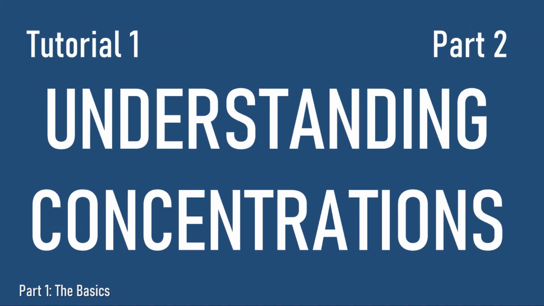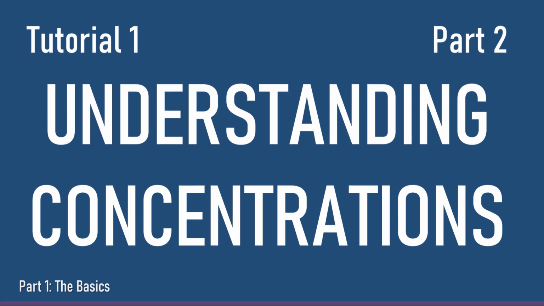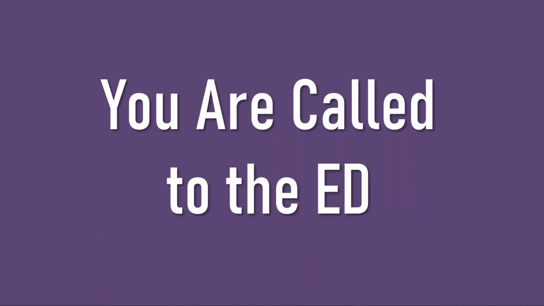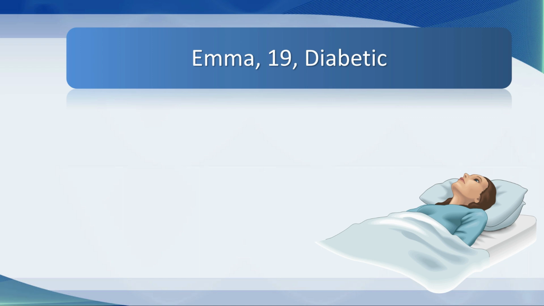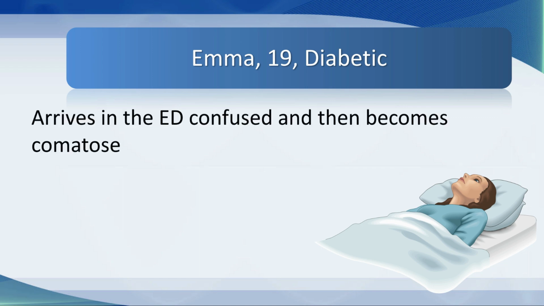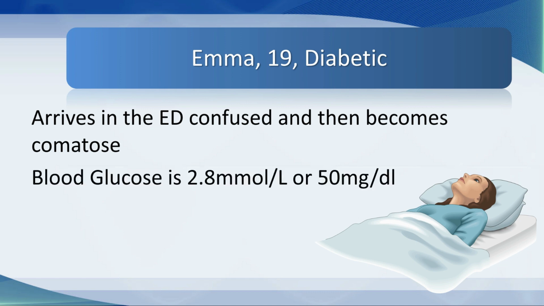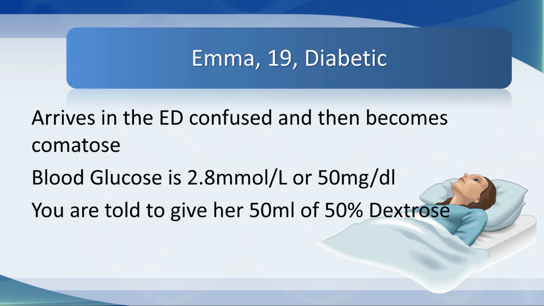Understanding concentrations. You're called to the emergency department. Emma is a 19-year-old diabetic, and she arrives to the ED confused, and then she becomes comatose. When the blood sugar is measured here, her glucose is 2.8 millimoles per litre, or 50 milligrams per deciliter. You were told to give her 50 mils of 50% dextrose.